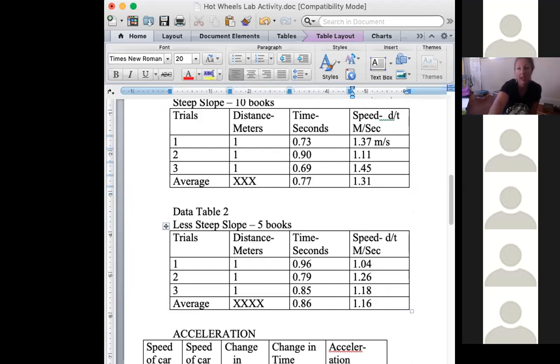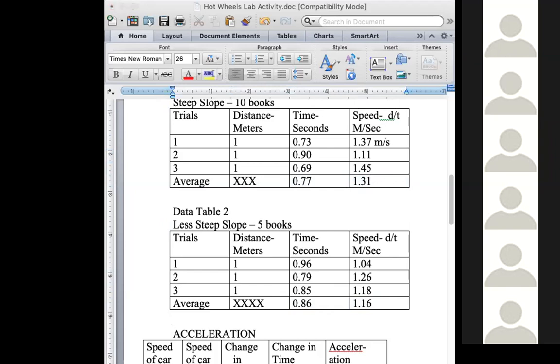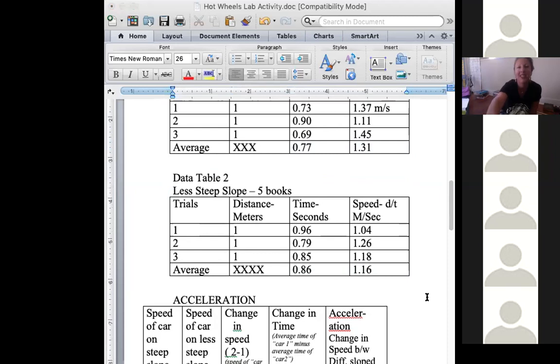I will not answer this question for you. You answer it for us. So which one of these numbers is the bigger speed? The steeper slope, 1.31, or the lesser steep slope, 1.16, half as steep? Raise your hand. Nobody's got it. All right. Well, I guess you'll have to compare that yourself when you're answering your questions, but I'm pretty sure you got that.